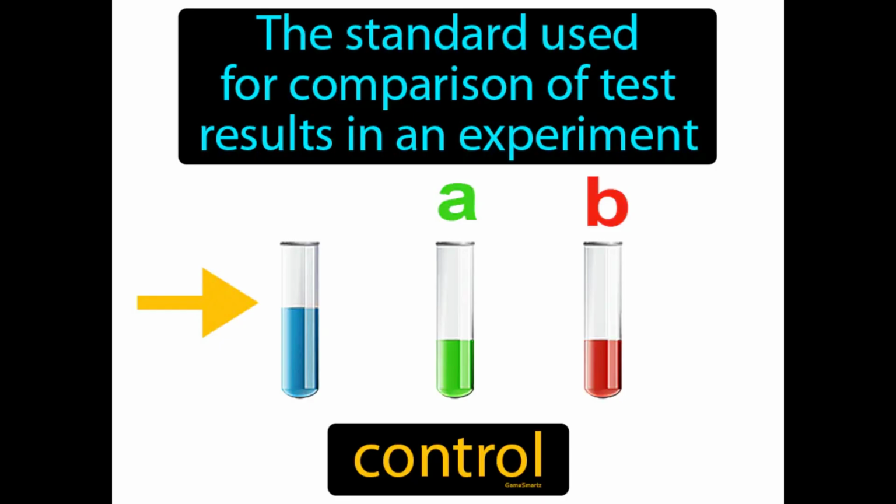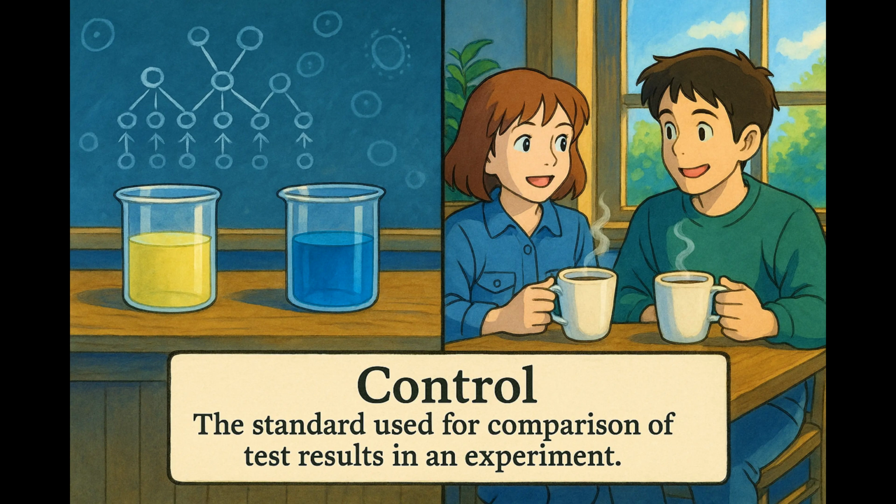The standard used for comparison of test results in an experiment. Control. In science, a control is something kept the same in an experiment to see how other variables change in comparison. Imagine you're trying to decide if a new brand of coffee wakes you up better than your usual morning brew. Just like you would compare the new coffee to your regular one to see which is more effective, scientists use a control in experiments to compare test results.